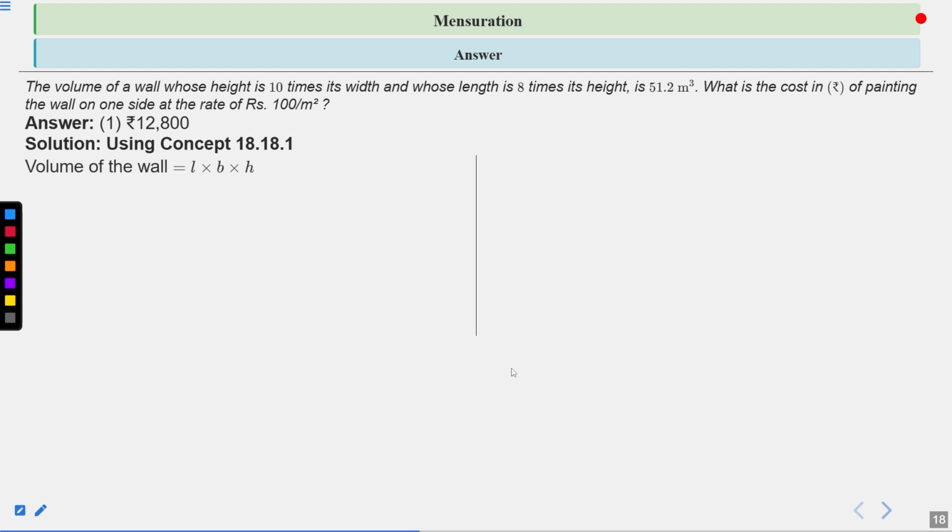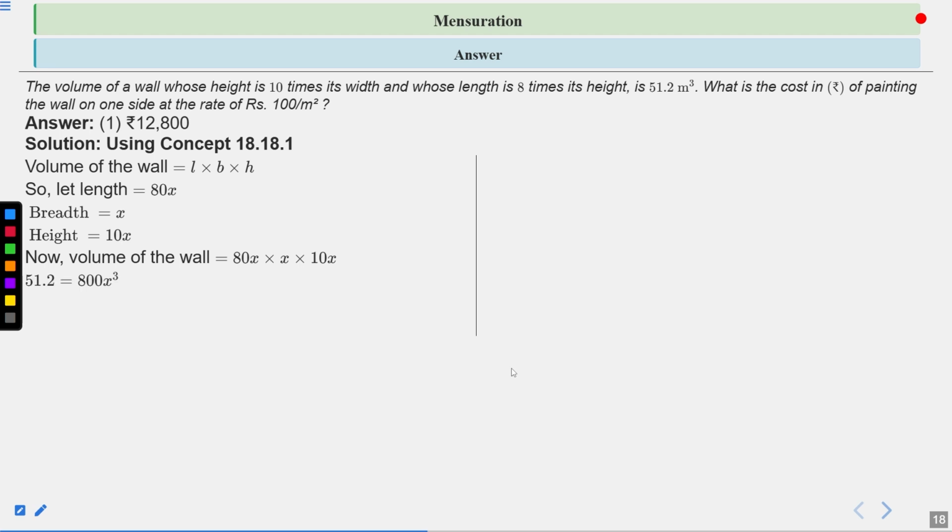The wall is in cuboid form, so the volume is L into B into H. The relation between the dimensions is given. Let the breadth be x, so the height will become 10x. The length is 8 times its height, so the length becomes 80x. Now the volume of the wall will be 80x into x into 10x, because volume is L into B into H.